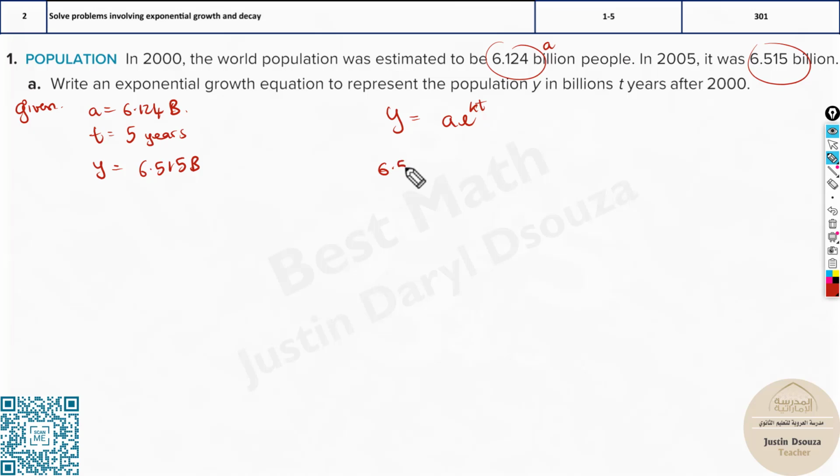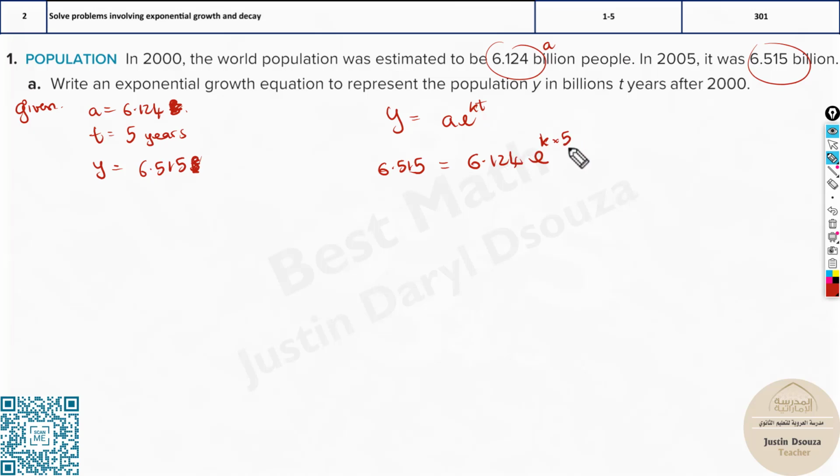This is 6.515. Now this is a B. B is billion. Don't write this, okay? I'll just cut it off over here. Not 8, it's B. Equals, what is A? That is 6.124. e is Euler's number and k is the value we are going to solve for. And time multiplied by time is 5. Now how can we solve this?